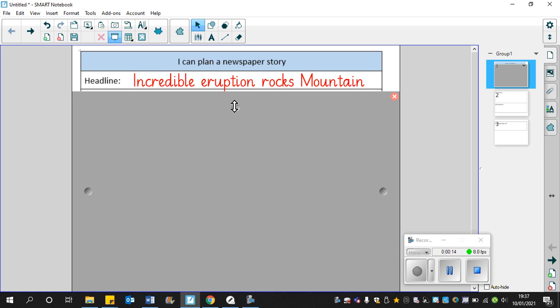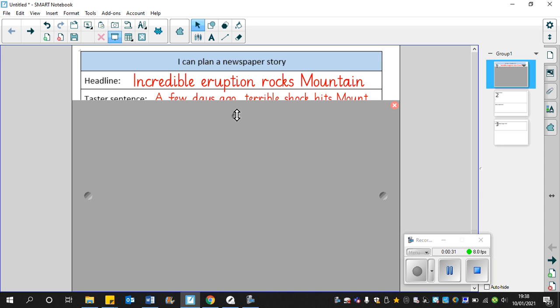And as you can see, what you really want to do is think of a headline that is very, very eye-catching, a headline which people are going to, as soon as they see that, think, right, I definitely want to read that story. Okay, if it's a boring headline, then nobody's going to want to read it.